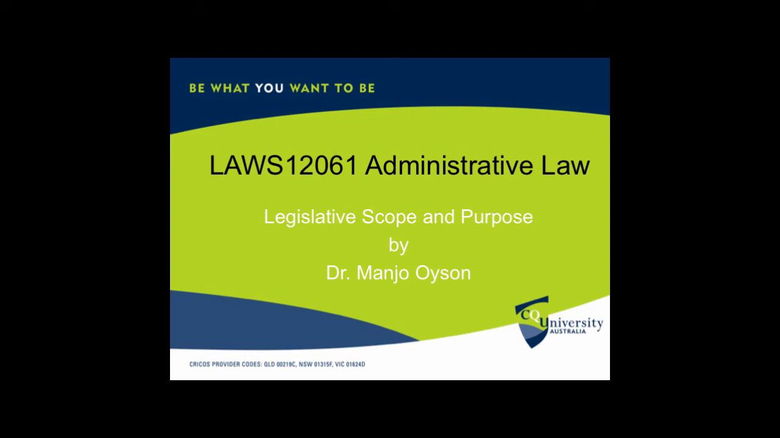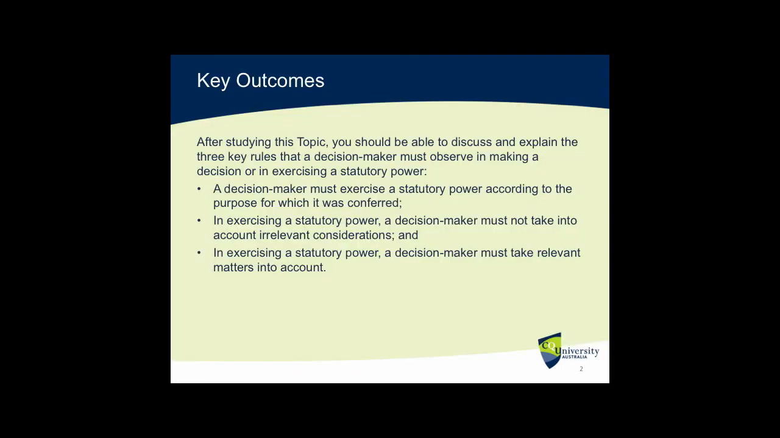This week, we're going to talk about legislative scope and purpose. In terms of the key outcomes, after studying this topic, you should be able to discuss and explain the three key rules that a decision maker must observe in making a decision or in exercising a statutory power. In particular, these three rules are the following.